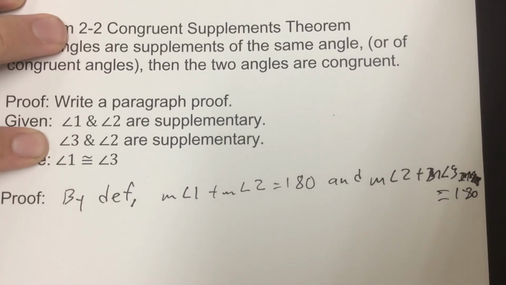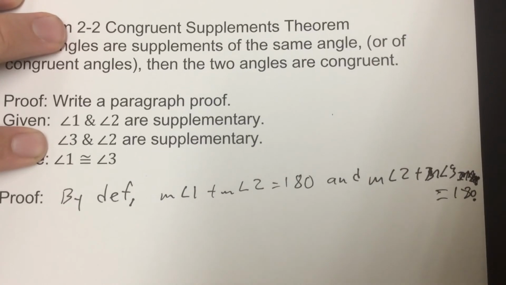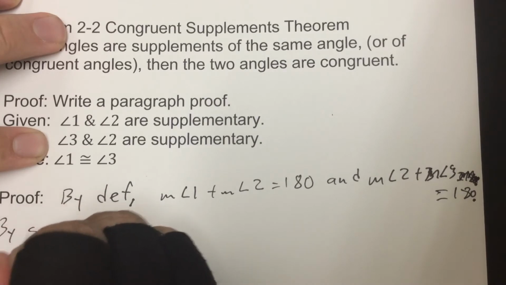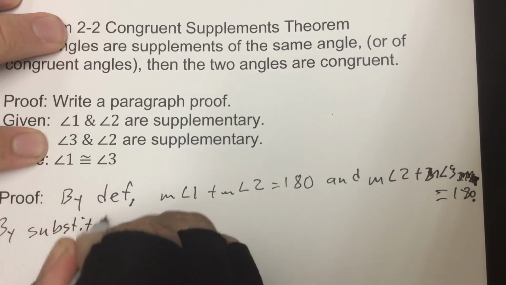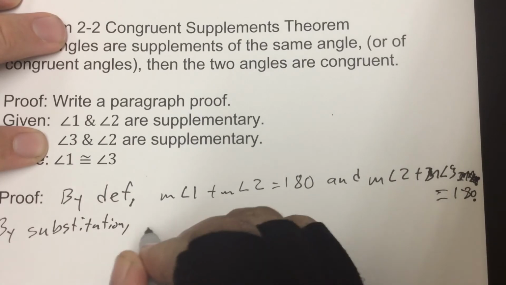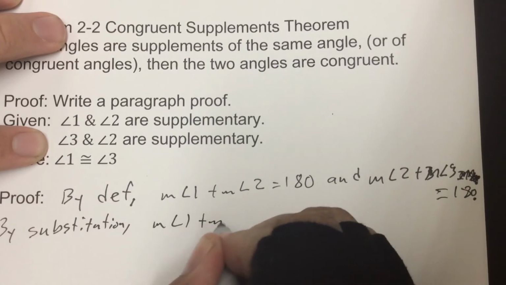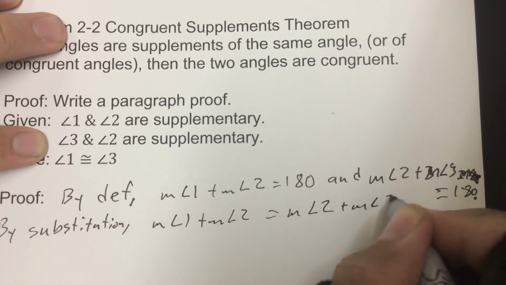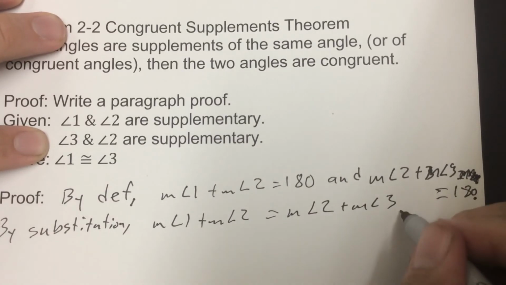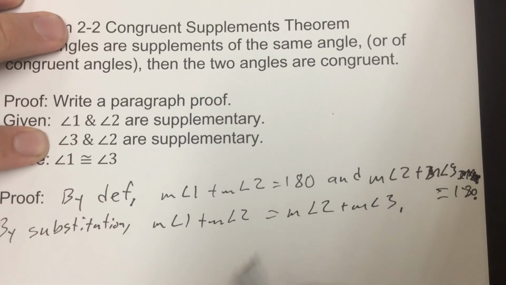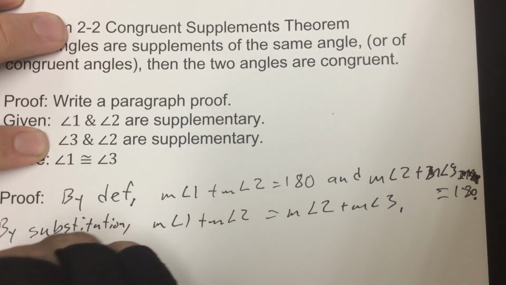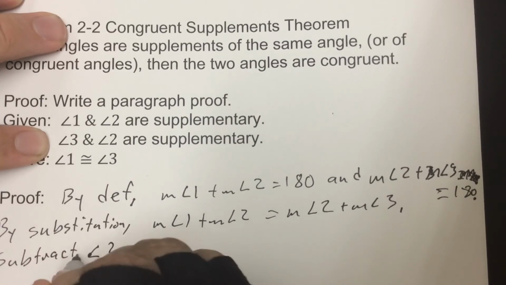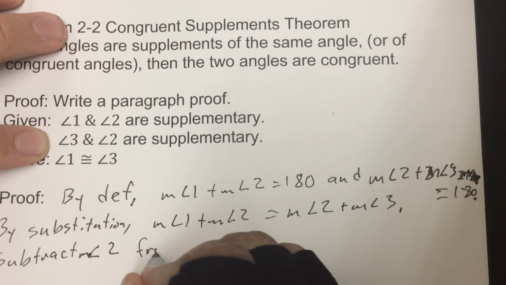All right. So if we know that, again, they're both equal to 180, we can say by substitution, we know that the measure of angle 1 plus the measure of angle 2 would be equal to the measure of angle 2 plus the measure of angle 3. So where is our overlap? Well, our overlap is angle 2. So we're going to subtract the measure of angle 2 from each side.